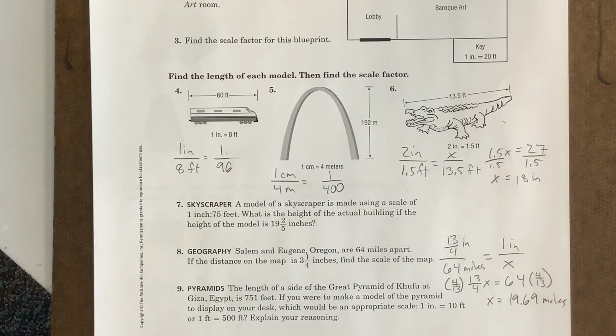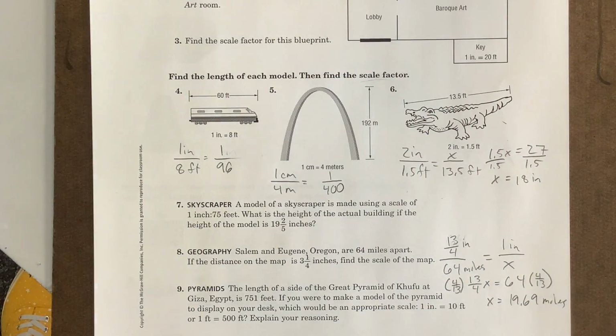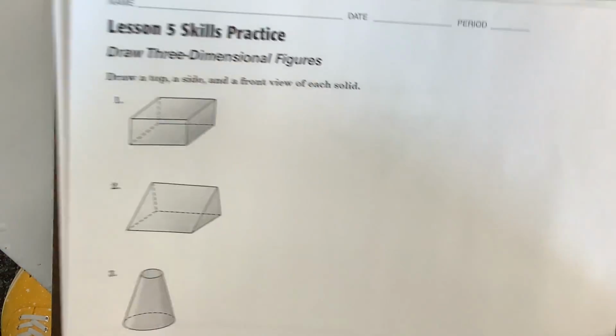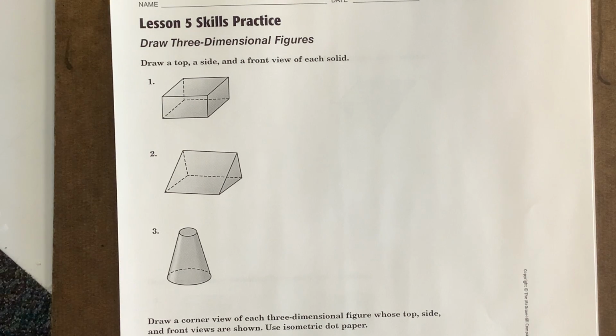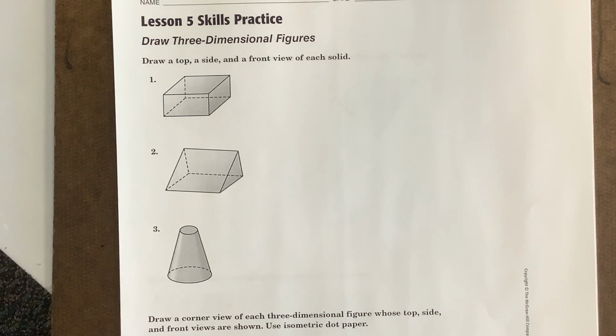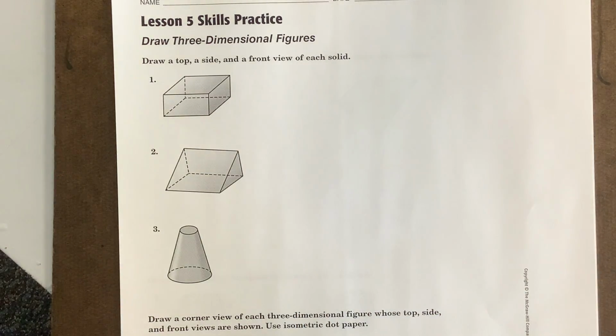So that's a 1 to 400 scale factor. Okay, so that's what's going on with that one. Next one, chapter 7, section 5. This was drawing 3D figures. This one isn't too intense, but they do want you to draw top view, side view, and front view.